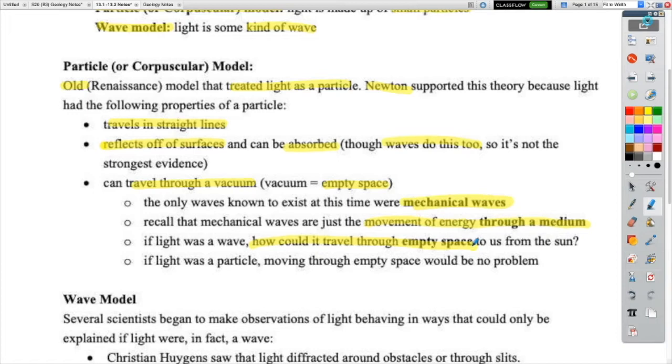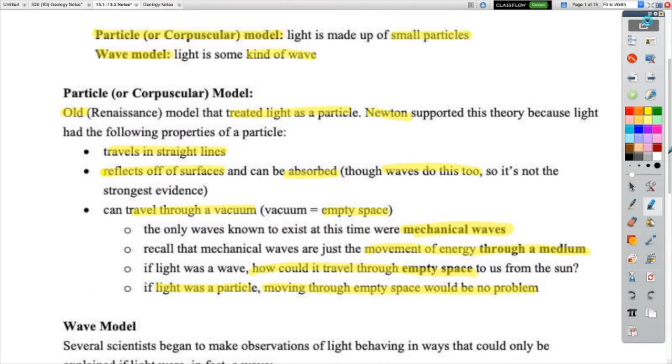So, how can we see the sun? How is light reaching our eyes from the sun if there's nothing in space to vibrate through, if light's a wave? Now, if light's a particle, that's no problem, right? If light's a particle, particles can move through space, right? Asteroids are hurtling around out there right now because they're particles. They're not waves. They don't need anything to travel through. So this idea, the only type of wave we knew about was a mechanical wave, the ones you learned about in Physics 20. They need something to vibrate through.